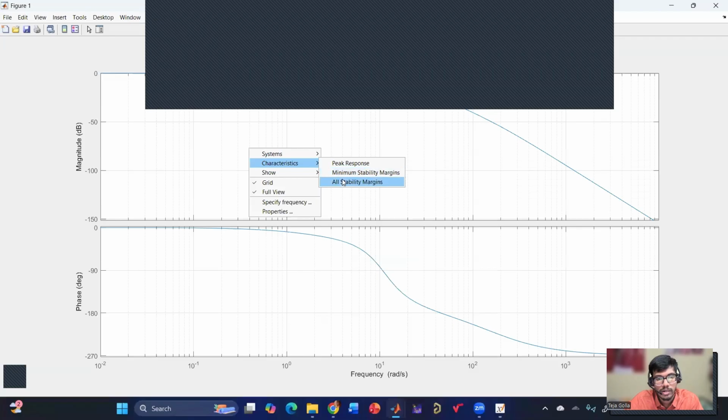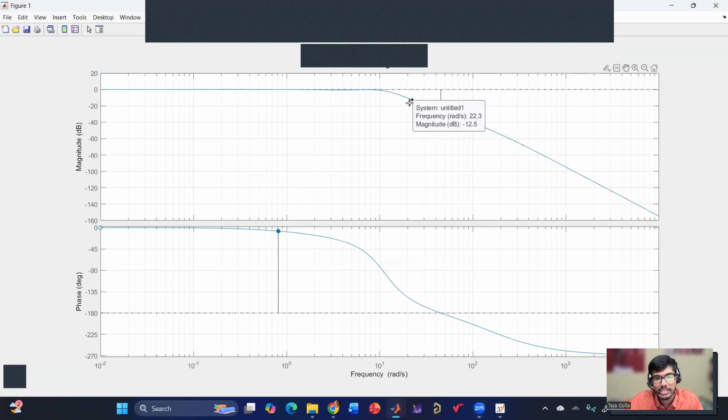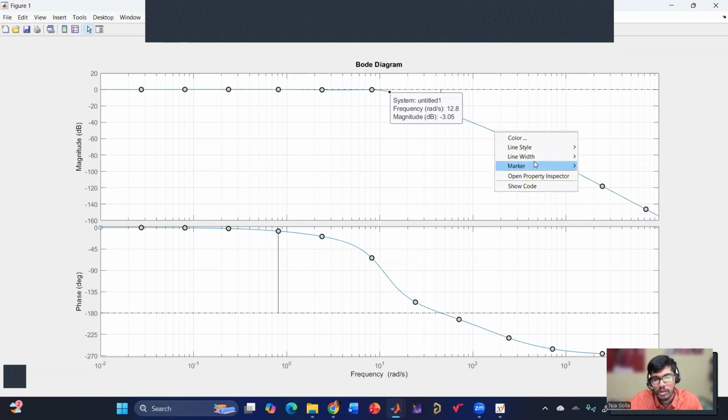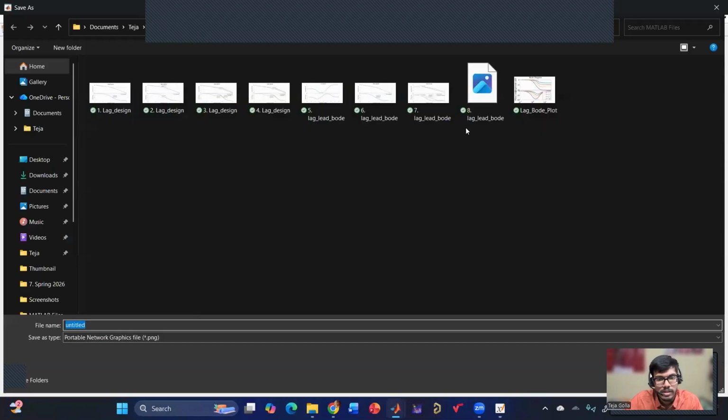Yeah. So if I do the grid on and all stability margins, you can see minus 3 dB, right? So minus 3 dB is around 12.8 radians per second, which is okay. Let me increase the width of the Bode plot. Yeah. So I'll also save this. This will be the 9th plot with closed loop.